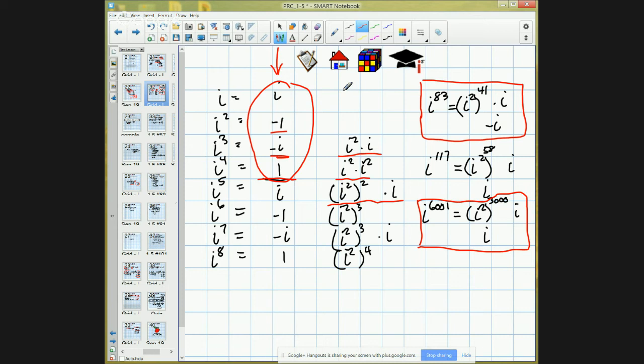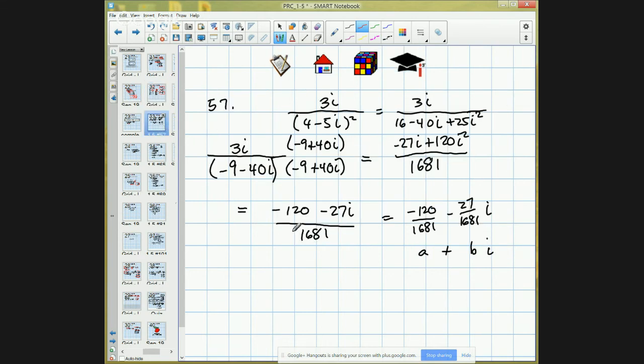And they're actually pretty quick to do. You're going to see there's some things in the assignment where they'll ask you to handle i to different powers. Okay, so let's go to some examples from the 1-5 assignment. The first one I've got down here is number 57. So if you have your books handy, you might want to just check that out. 57. And the directions above 57 say, write the quotient in standard form.